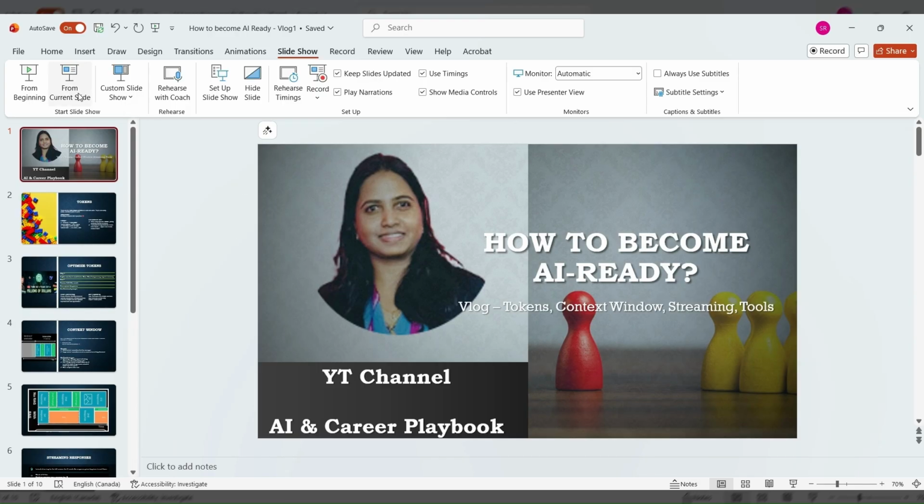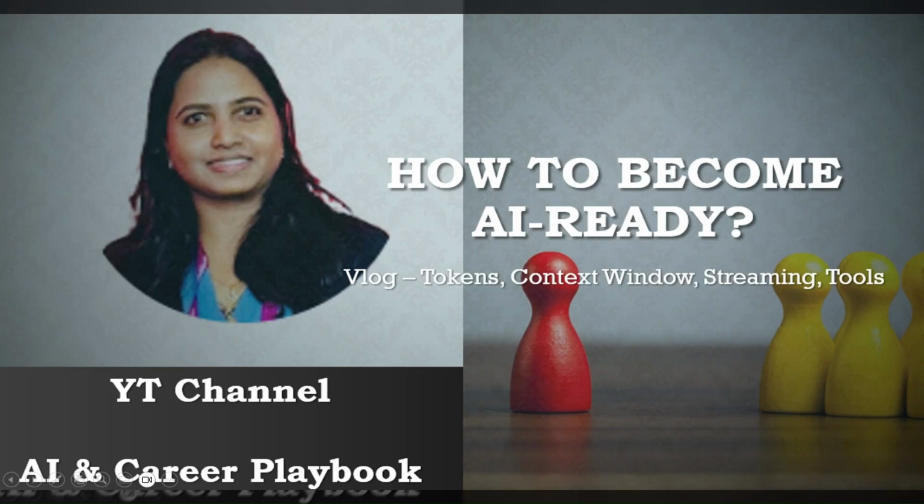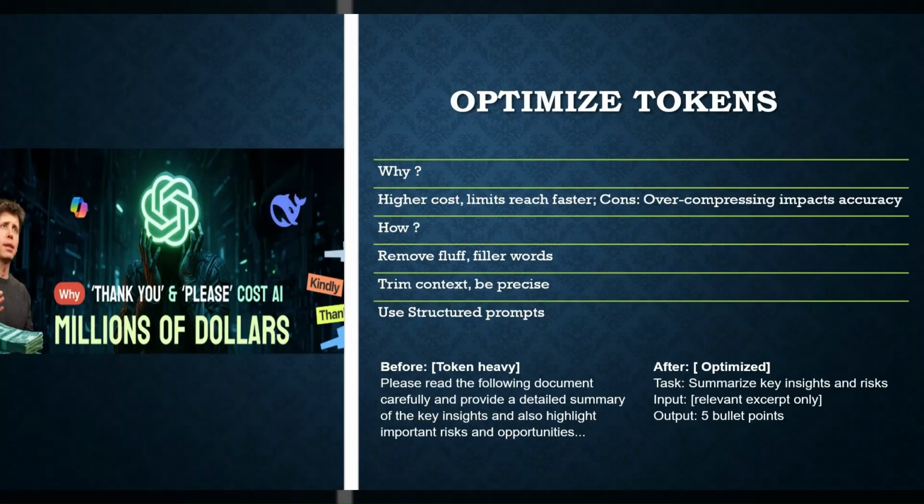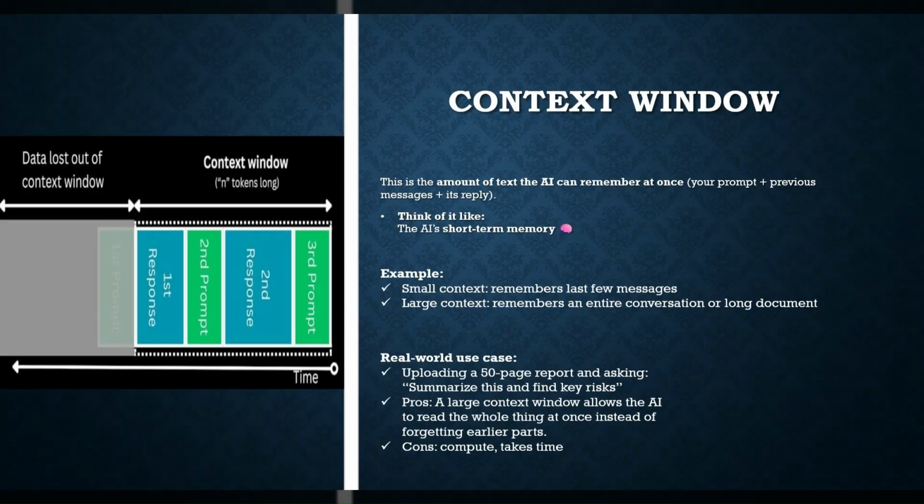Welcome to the second part of how to become AI ready, where we have been seeing tokens, context window, streaming, and tools. Today, we are going to see about the context window. In our previous video, we have seen about tokens and token optimization, why it matters. And we're going to see the context window. So what is context window?